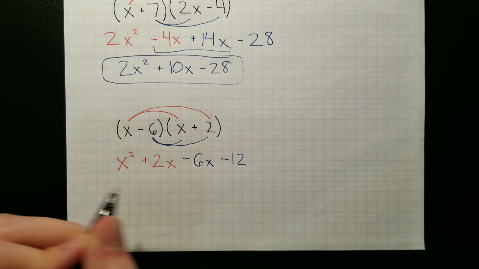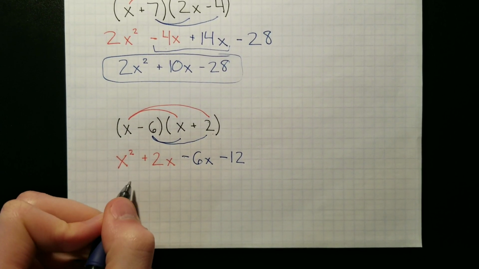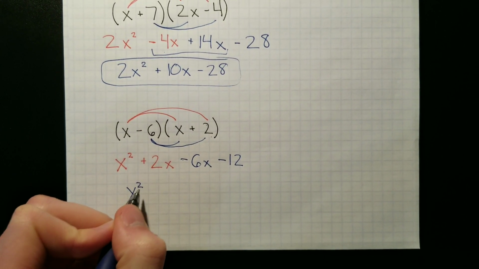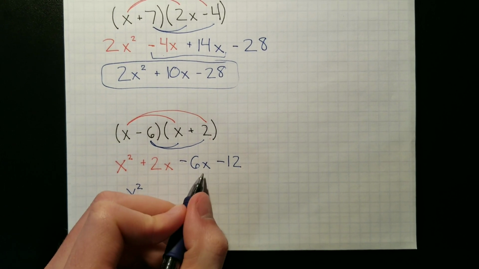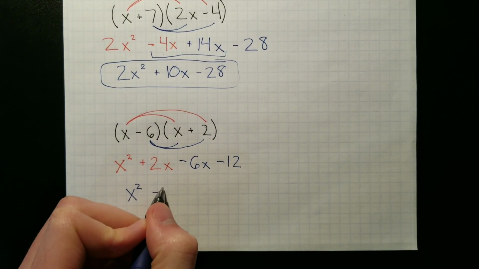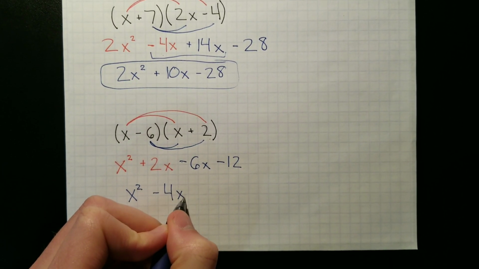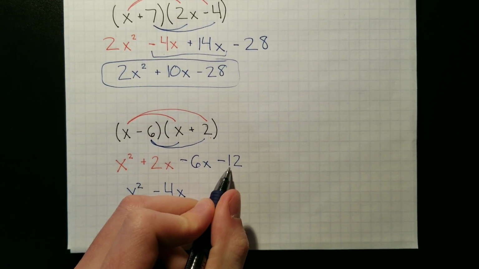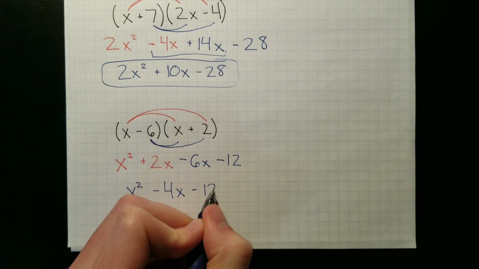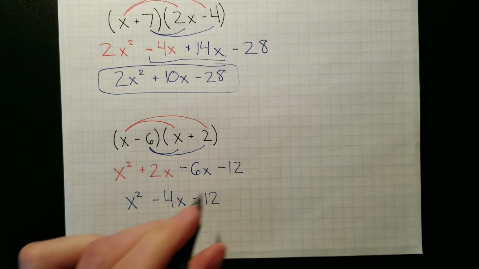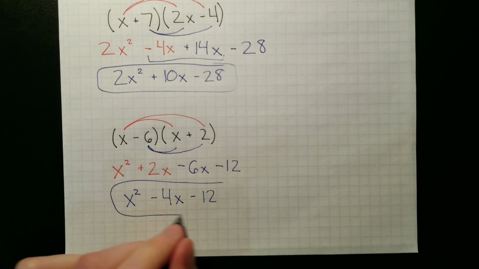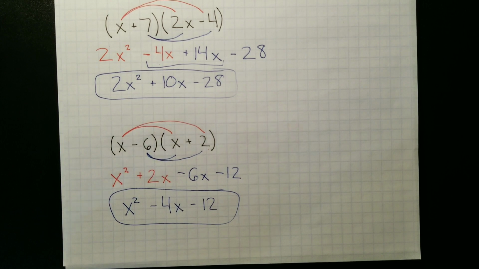And then we combine like terms, finally. So carry down that x squared. We have a 2x and we have a negative 6x. So that becomes negative 4x. And the negative 12 doesn't combine with anything because there's no other number by itself. So we have this as our final answer. And that's it.